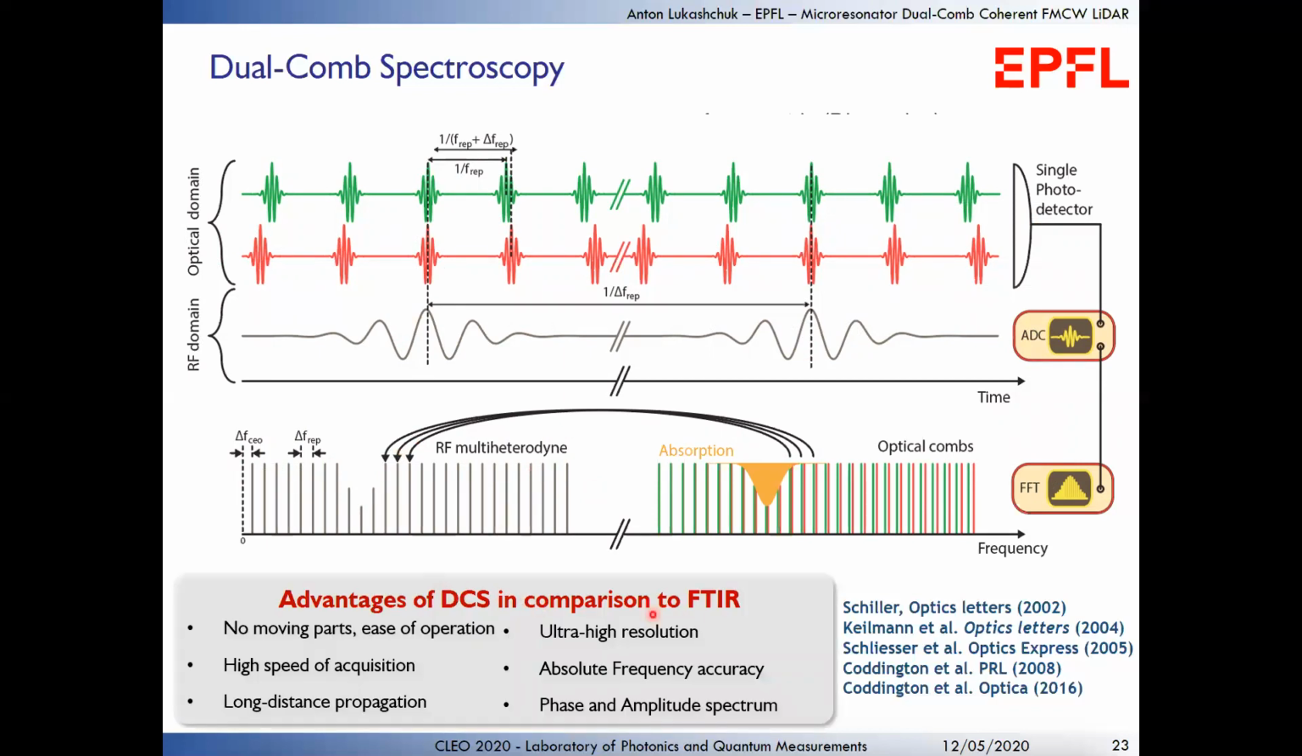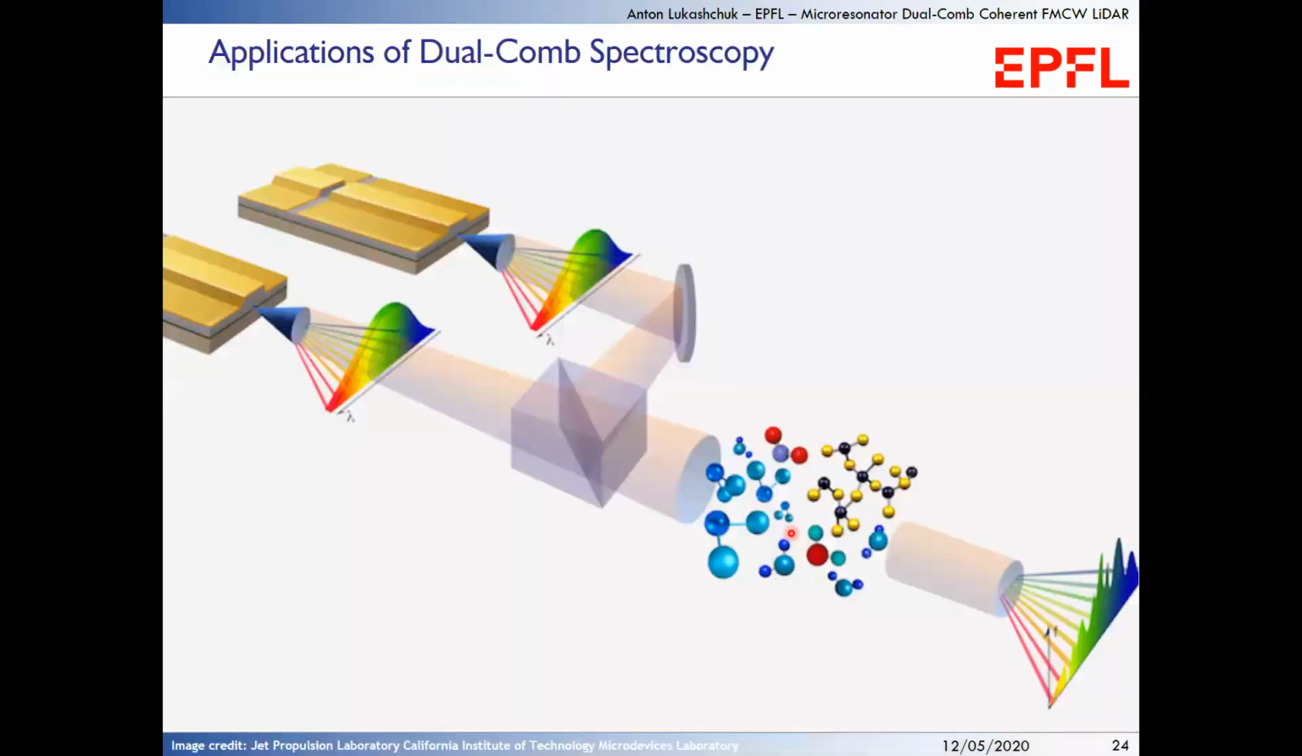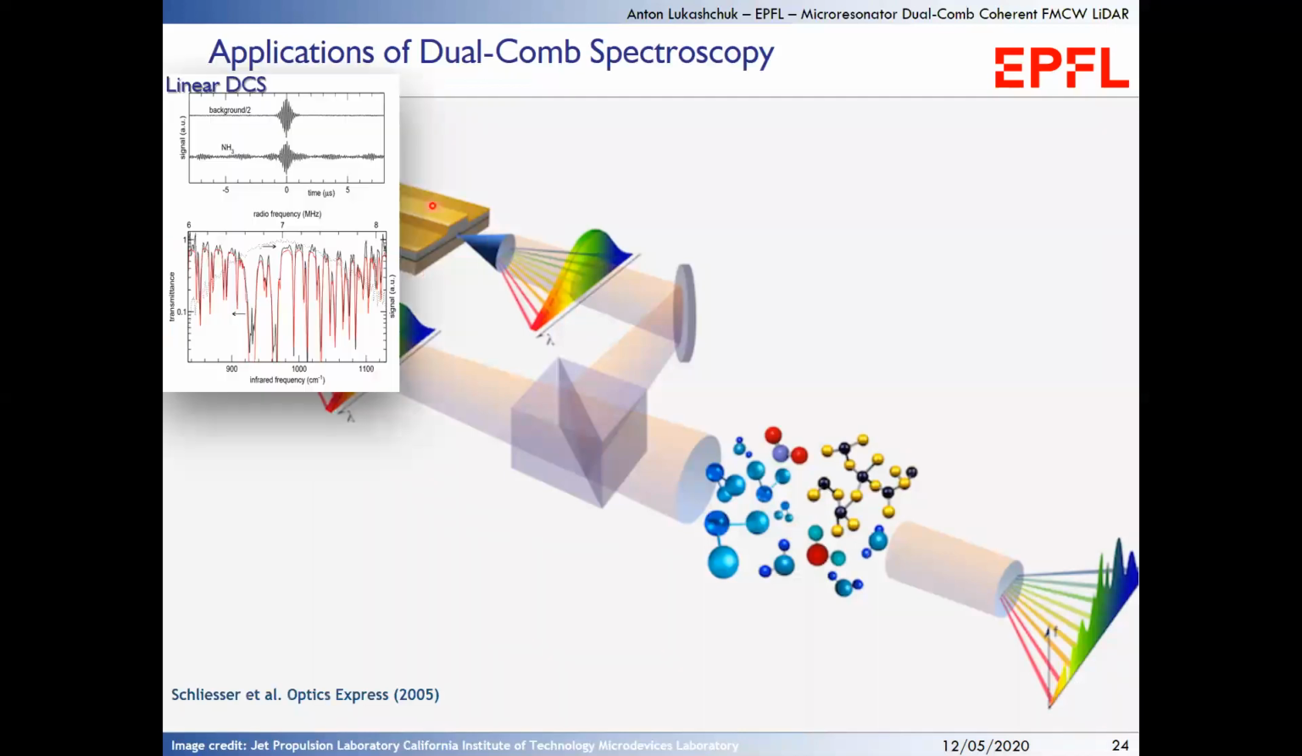And initially, this technique was developed to outperform Fourier transform infrared spectrometers, and it has lots of advantages like high speed of acquisition, no moving parts, ease of operation, ultra high resolution, absolute frequency accuracy, and so on. Just to give you a small number of applications: there is linear dual comb spectroscopy, which I have already mentioned.